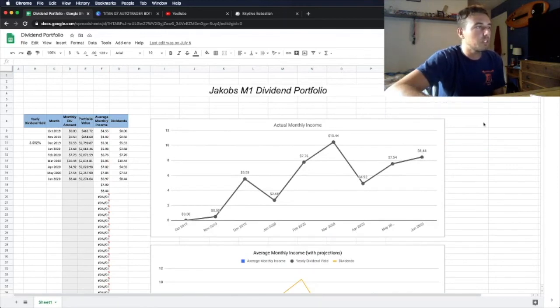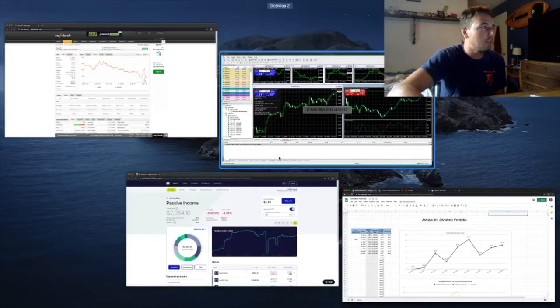So I guess for a short-term goal, maybe we could shoot for, see, as of now my highest dividend month was $10.44. So I guess we'll shoot for $20. $20 in 1 month is the new dividend goal. So that's pretty much all I wanted to show you guys today.